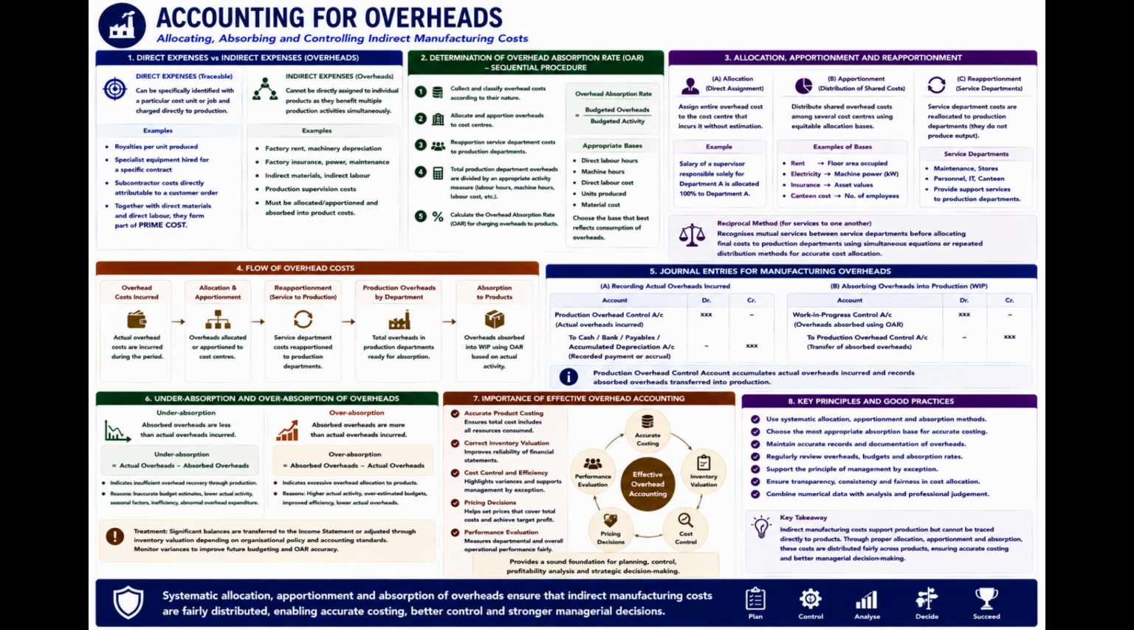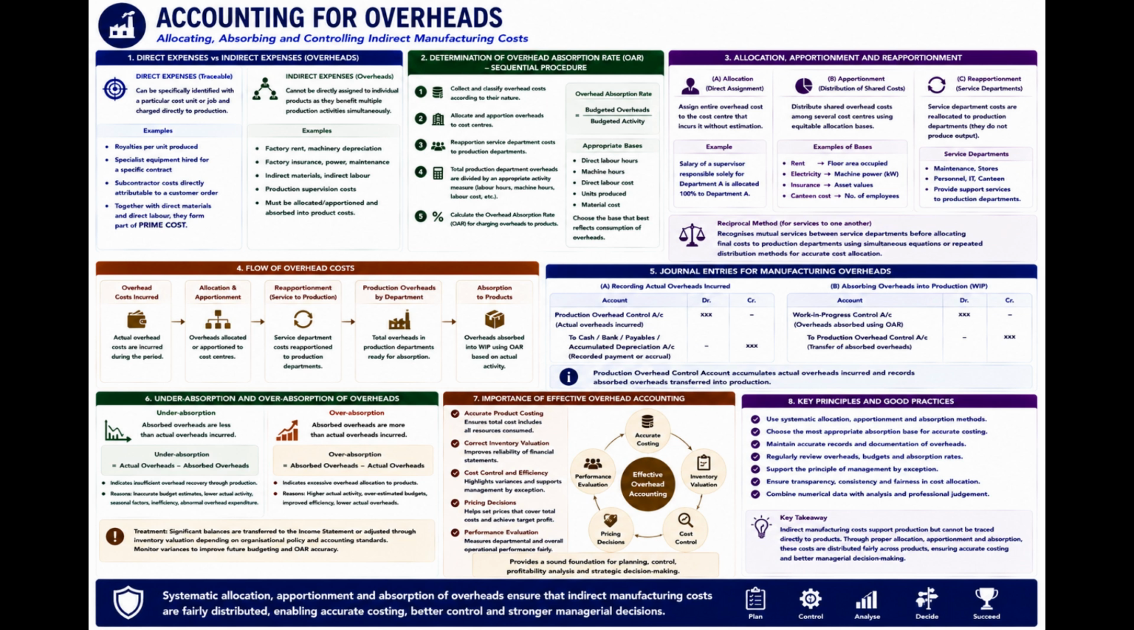Following primary distribution, service cost center overheads must be reapportioned to production departments, because only production departments manufacture products. Service departments such as maintenance, stores, personnel, and information technology provide support services to production departments, but do not produce output themselves. Reapportionment distributes service department costs according to measures such as maintenance hours provided, employee numbers served, or requisitions processed.